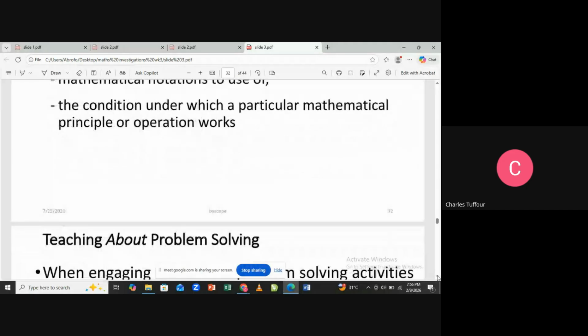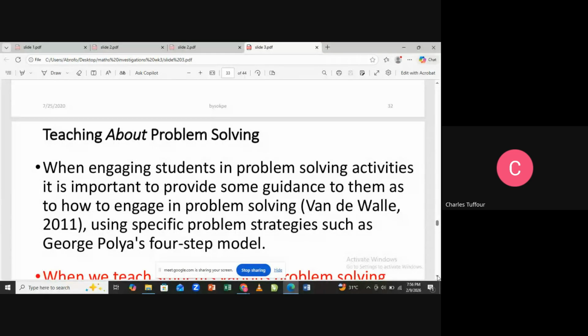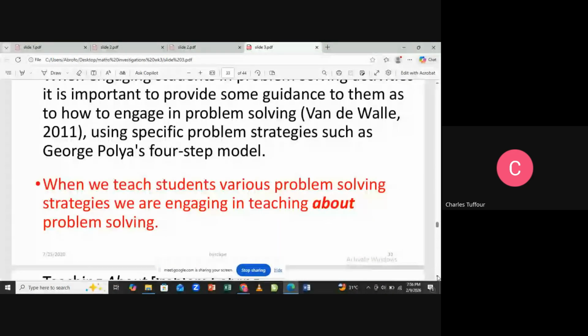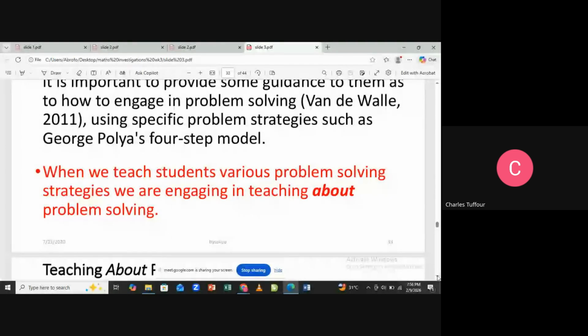The intersection symbol. When engaging students in problem-solving activities, it is important to provide some guidance to them as to how to engage in problem-solving. That is Van de Walle, 2011, using specific problem strategies such as George Polya's 4 steps. Please, do you remember? Yes, sir. What is the first step that Polya used?